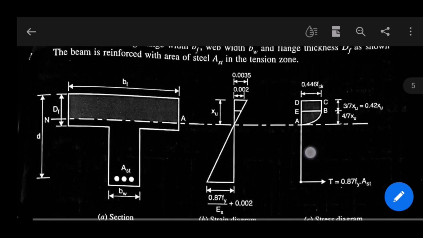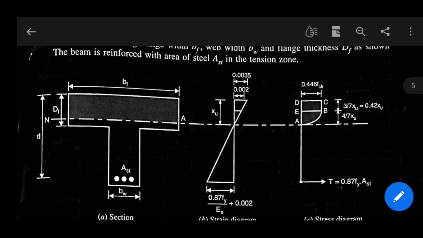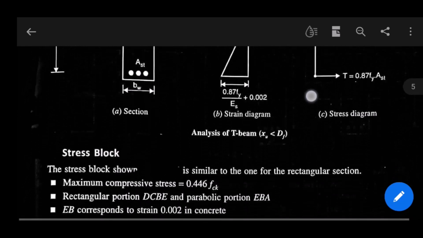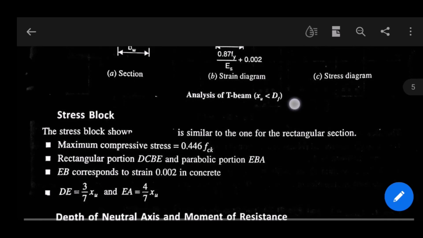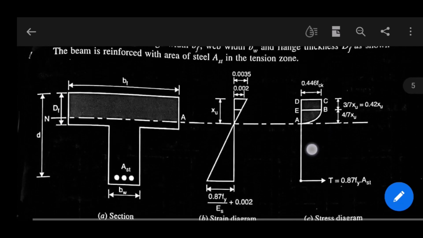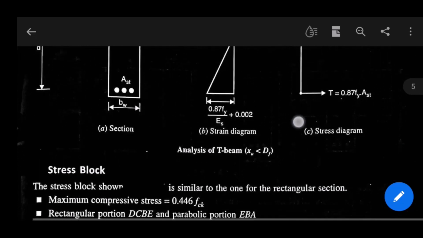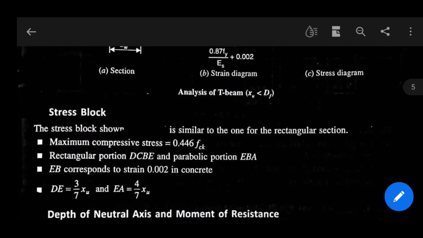The rectangular portion is DCBE and the parabolic portion is EBA. EB corresponds to strain 0.002 in concrete, right? And DE is 3/7 of XU and EA is 4/7 of XU.